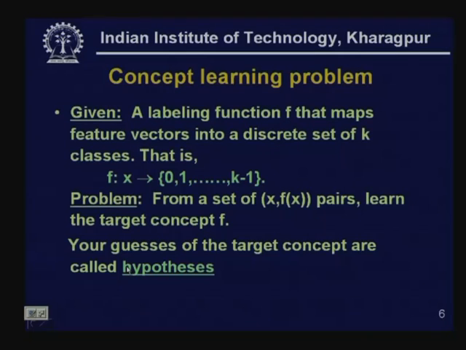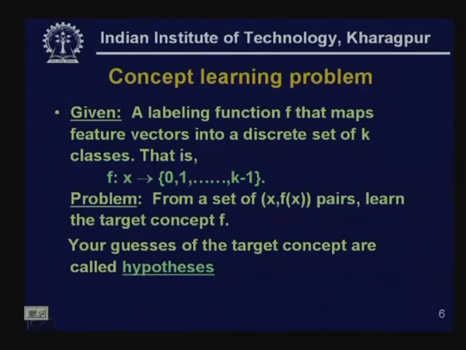Now, our objective is, given a set of training examples, that is a set of instances x, and for each instance its label f(x), which is given to us, we want to learn the target concept f. The function f is not known to us, but we know f applied to the training instances. So, we guess an f, we guess something which can possibly be f, and these guesses are called the hypothesis that we form.